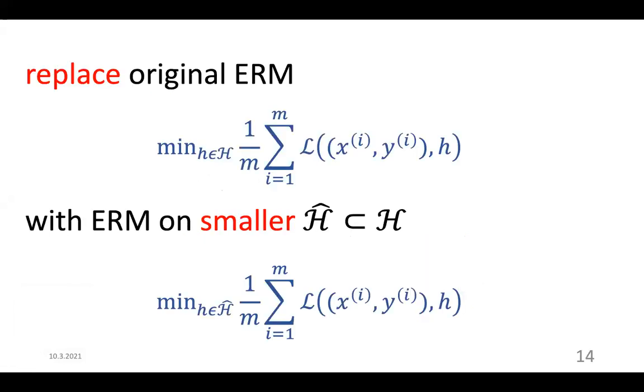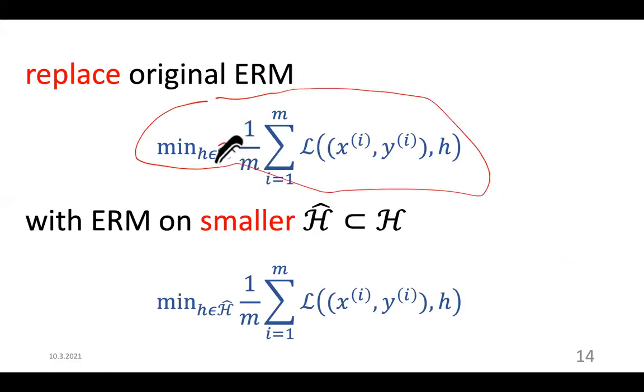Well, the idea is to replace the original hypothesis space. So this is the original learning problem: we choose a model like decision trees or neural networks or linear predictors, which corresponds to a certain set of hypotheses, calligraphic H. And we then look for training means to solve this minimization problem. So we look for the hypothesis that incurs the minimum average loss on the training set.